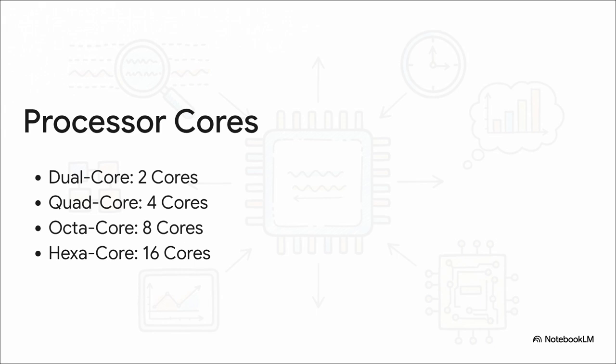I want you to think of a processor as a house, and the cores are the rooms inside that house. Dual core means you have 2 rooms. Quad core gives you 4, octa-core gives you 8, and hexa-core gives you 16. It's pretty simple. The more rooms you have, the more tasks can happen simultaneously. Just like you can have someone cooking in the kitchen while someone else is watching TV in the living room, having multiple cores means you can have multiple apps open and running at the exact same time, and your device won't even break a sweat.